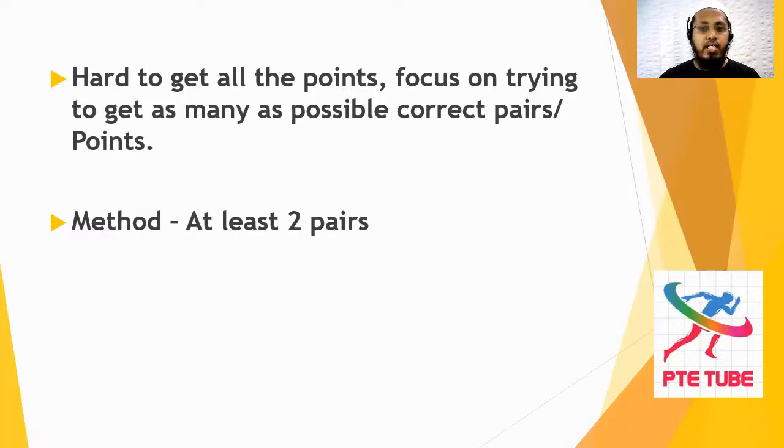It's a very challenging job. So what I suggest is that you prefer framing at least two pairs. Try your best to at least frame two pairs. Even if you go wrong with one pair or two pairs, that is fine. Nothing to worry about. You will get your desired scores. But make sure that you at least form two pairs in it.